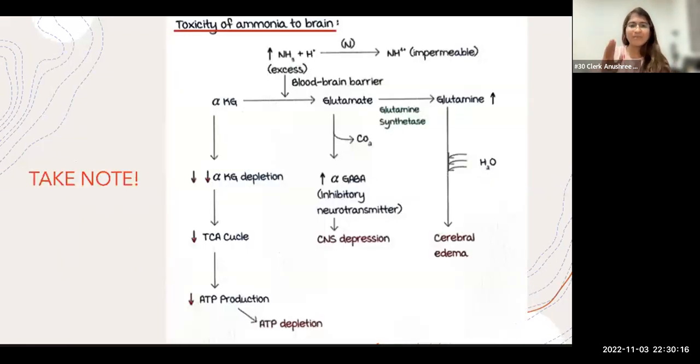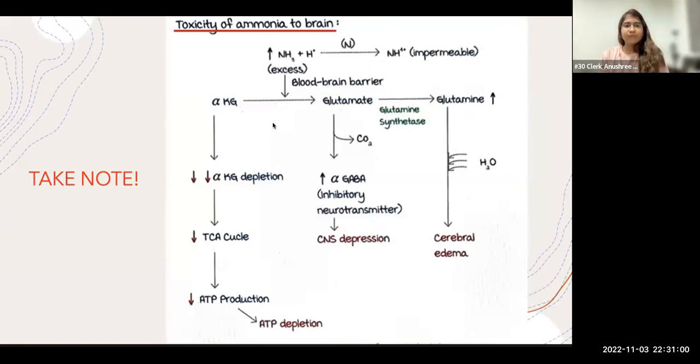So okay, this is the main thing, simplified. So why is ammonia toxic to the brain? Normally in us, ammonia would combine with the hydrogen ion and form NH4 plus. This NH4 plus cannot cross the blood-brain barrier, okay? But NH3 can. So when NH3 starts rising, not enough hydrogen ions can get together with NH3 to form NH4. So what will happen? This will cross the blood-brain barrier.